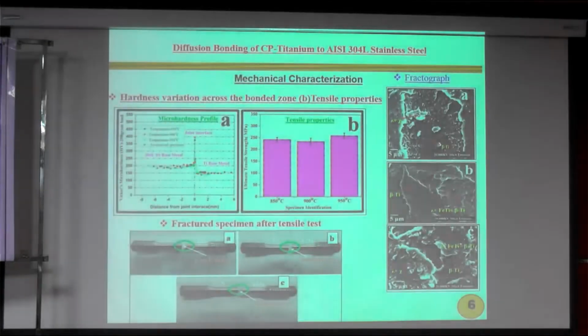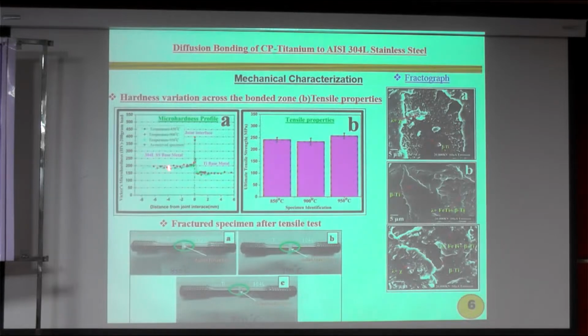And coming to the mechanical property study, because of the evolution of intermetallic compound, is there any problem in the mechanical properties or not? That one, we have majorly focused on hardness and the tensile test. This is a hardness profile. Clearly we can say this is the base material stainless steel side, this is the titanium side. Along the mid thickness, we have measured the hardness. It gradually increased. At the interface region, there is a hike in the hardness profile.